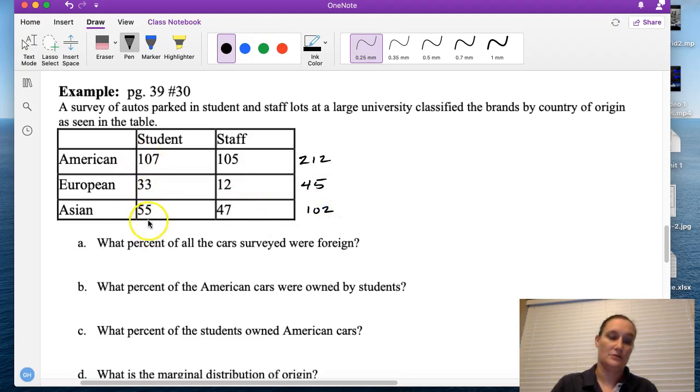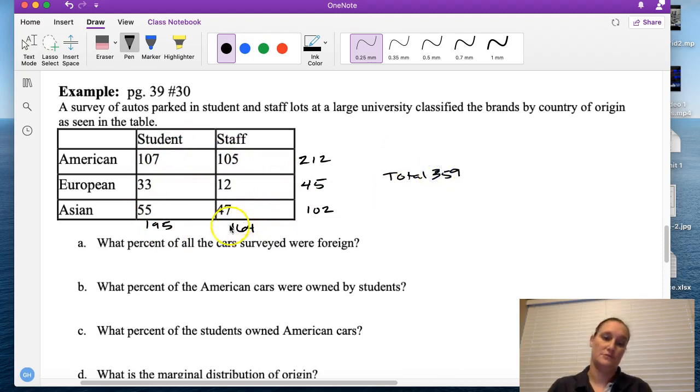And then if we total the number of students, there are 195 students at this university, at least ones that drove. And then staff was 164. And then the total of the table, these should add to the same number as these. So you don't want to add all of these numbers together. You could add all of these numbers together if you wanted to. But the total of the table is 359.